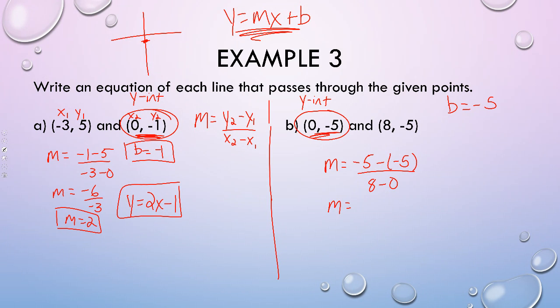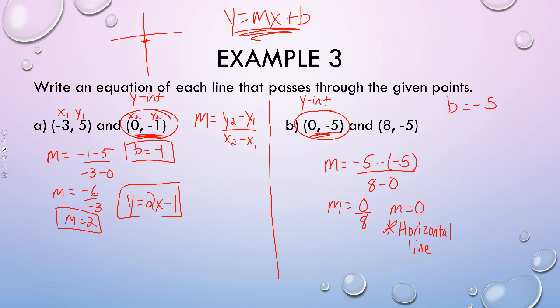M is equal to negative 5 plus 5, which is 0, over 8. So your slope is equal to 0. What do we know? We know that's going to be a horizontal line. Just y equals a number.